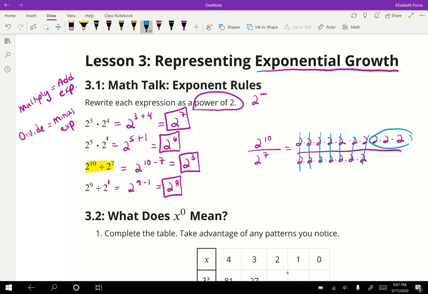Then look what you've got left over on the top. And what do you have left over on the bottom is just a 1, because anything divided by itself is a 1. So the top is 2 to the third, the bottom is a 1. Anything divided by 1 is itself. So there's just another way to see it in expanded form.